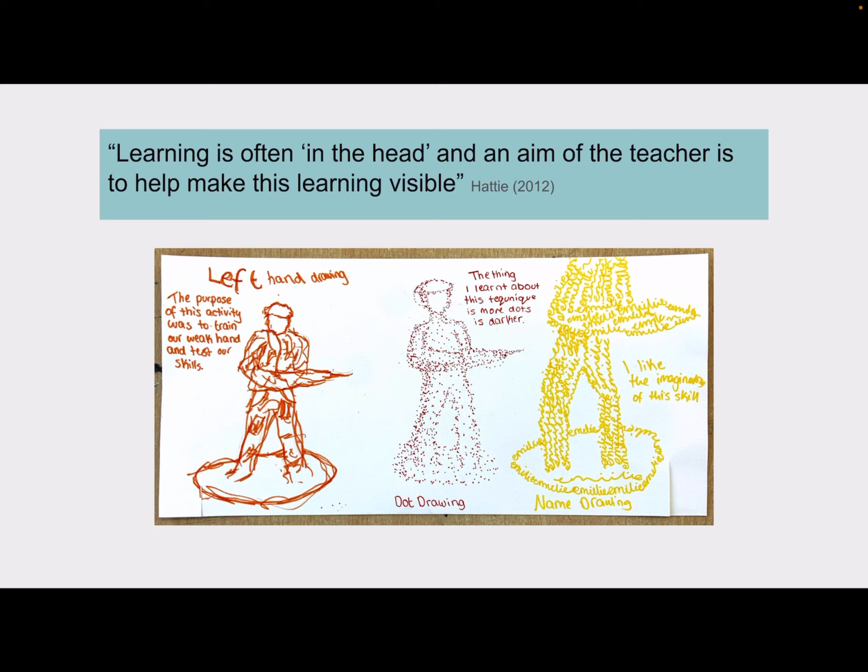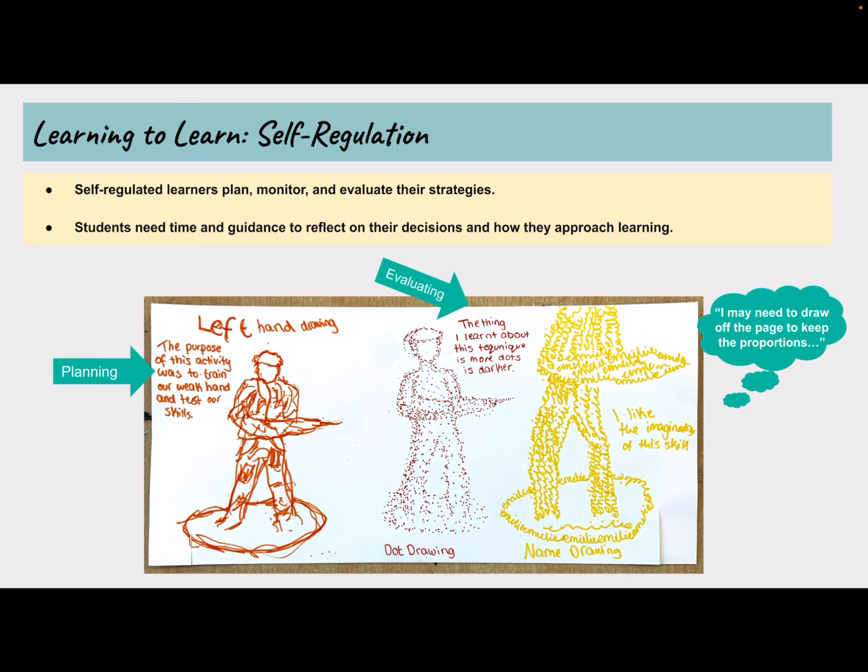So learning is often in the head, and what this quote means is that much of what students are thinking and understanding isn't really obvious to a teacher. So it's about bringing that thinking to the surface so it can be seen and supported and developed. By making the learning visible, teachers help students learn how to learn, and this is often called self-regulation.